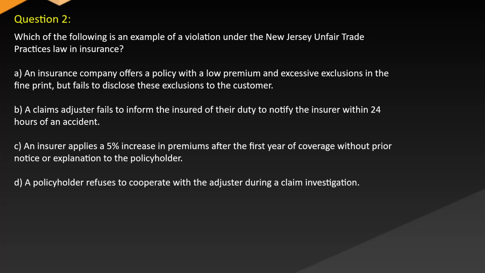Question 2. Which of the following is an example of a violation under the New Jersey Unfair Trade Practices Law in insurance? A. An insurance company offers a policy with a low premium and excessive exclusions in the fine print, but fails to disclose these exclusions to the customer. B. A claims adjuster fails to inform the insured of their duty to notify the insurer within 24 hours of an accident. C. An insurer applies a 5% increase in premiums after the first year of coverage without prior notice or explanation to the policyholder.